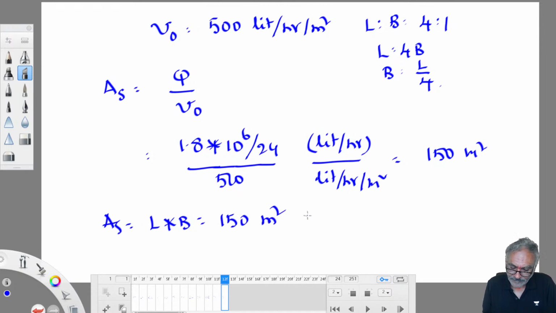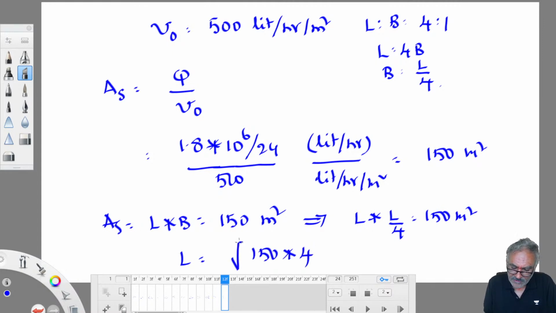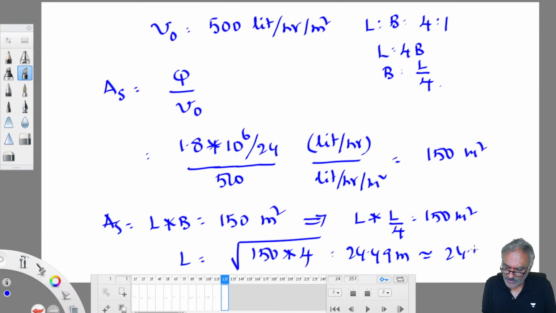B is equal to L by 4, so L into L by 4 is equal to 150 square meter. Therefore L is equal to square root of 150 into 4. Come on, how much is it? So 150 into 4, it is 24.49. So it is rounded to 24.5 meters.